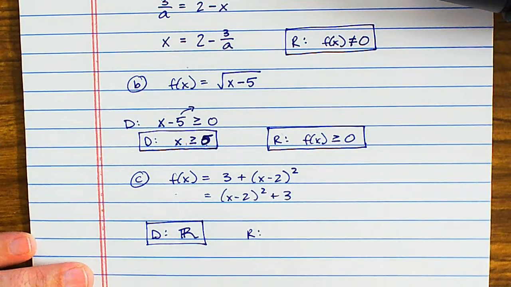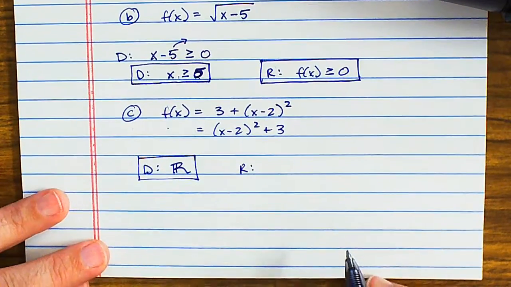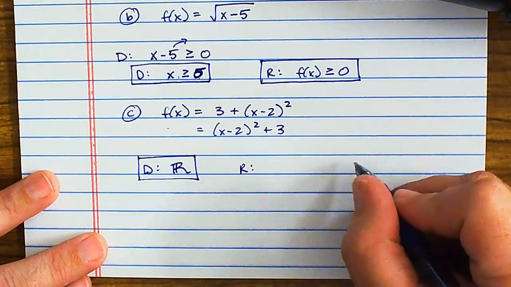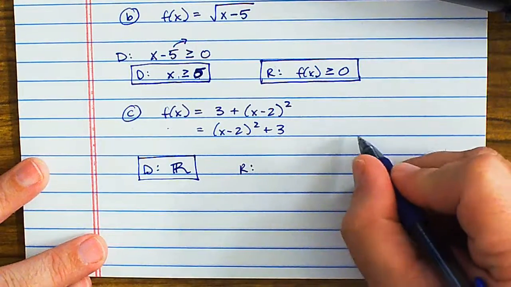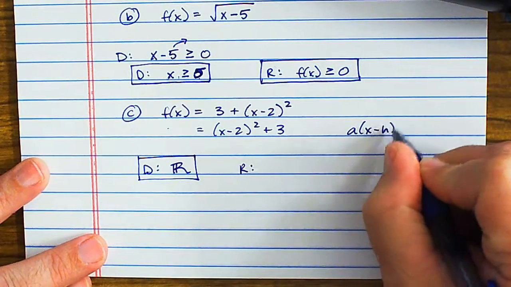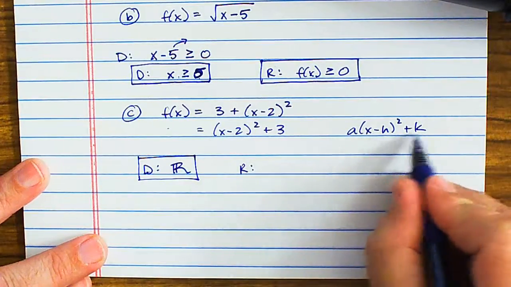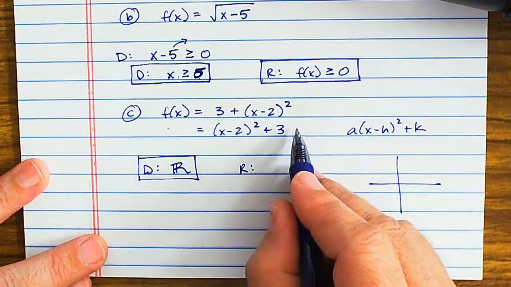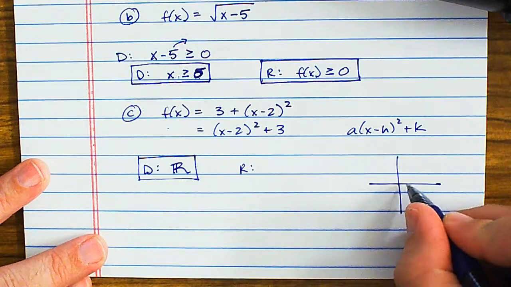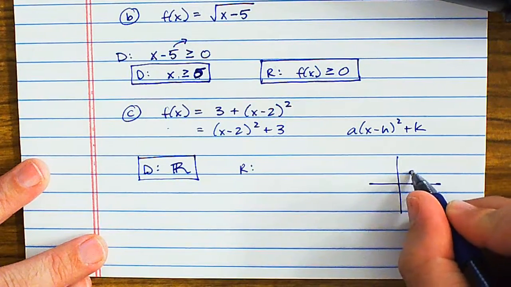And then when I think about my range, well, I'm going to think about what a quadratic looks like. It's a parabola, and this is in the form of a(x − h)² + k, where h and k make my vertex. So my vertex is positive 2, positive 3. So positive 2 this way, positive 3 right there.